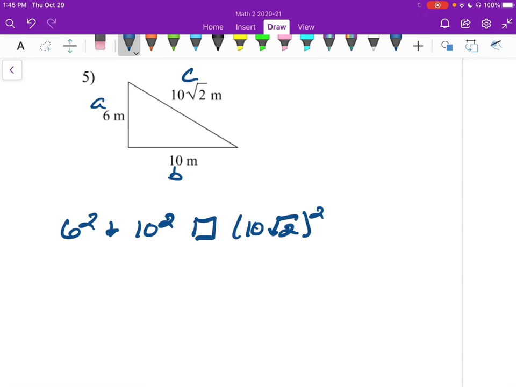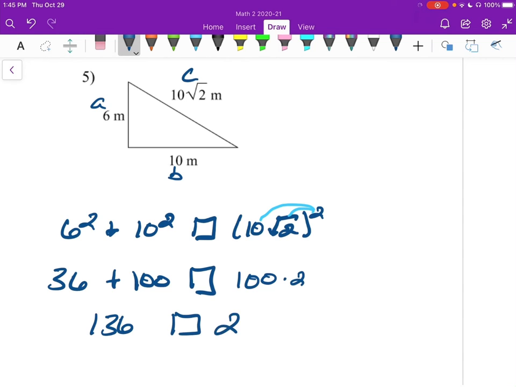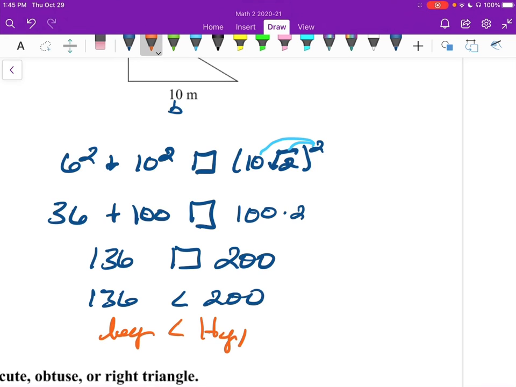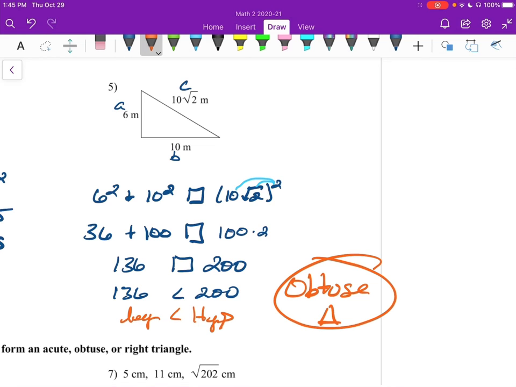Alrighty. All right. So 6 squared is 36. 10 squared is 100. Box. Now remember, this square has to go to both of these guys. So 10 squared is 100 times 2. So 136 box 200. So 136 is less than 200. We could think of this as leg less than hypotenuse. So the hypotenuse is bigger, so this is obtuse. An obtuse triangle.